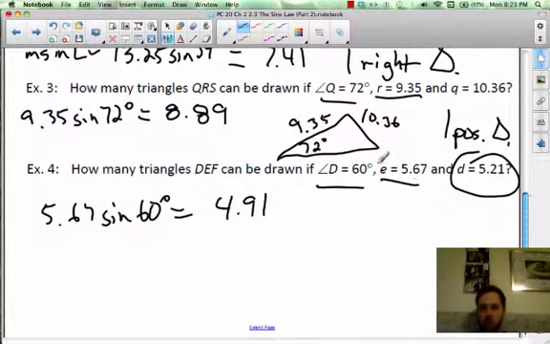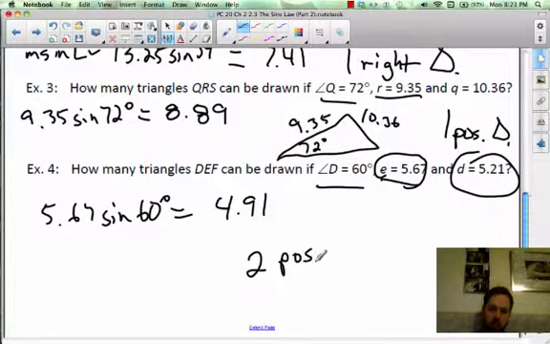But it is still shorter than E. So when we swing it out, it won't extend past E like we did in the previous situation. We'd swing it and it would touch again somewhere in here and it would make a second triangle. So in this case, there are two possible triangles.